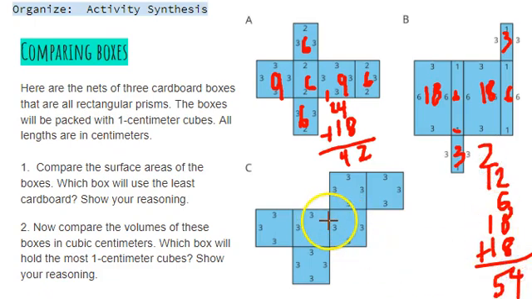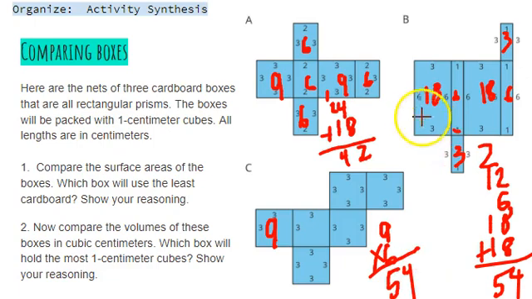Figure out the surface area of C. Yeah, 3 times 3 should have been 9. So once you find 9, then all of these are 9, so you just take 9 times 6. That gives us 54. So which one is going to give us the fewest, or the least amount of cardboard? Yeah, A is actually going to be the least, right?